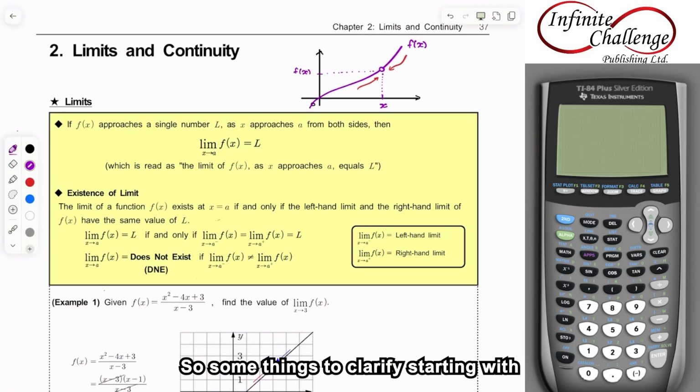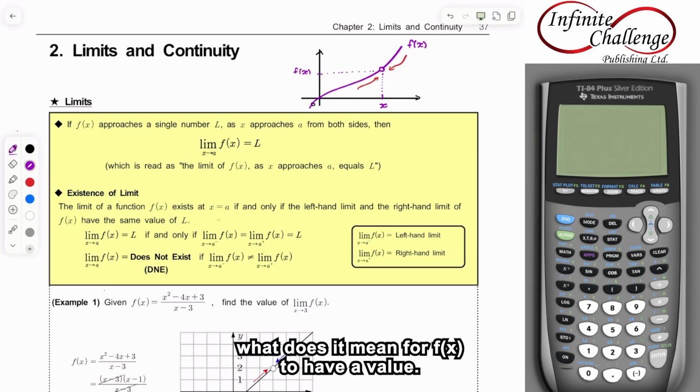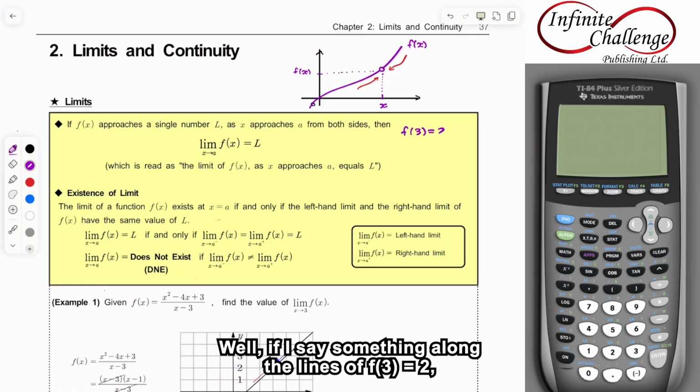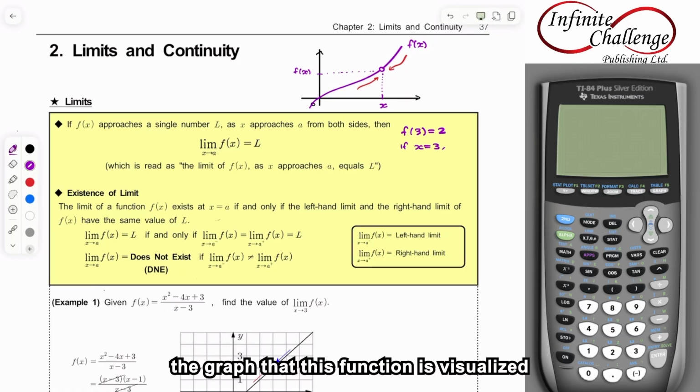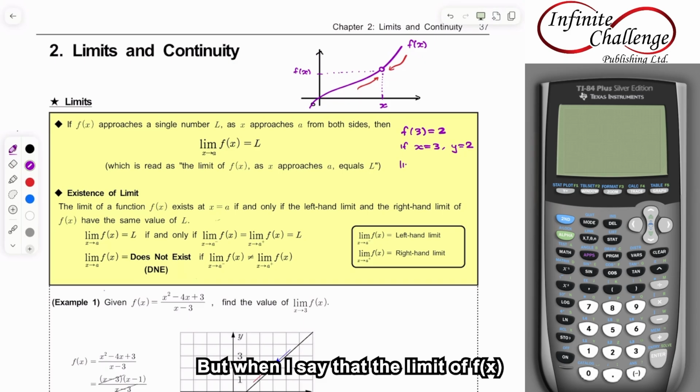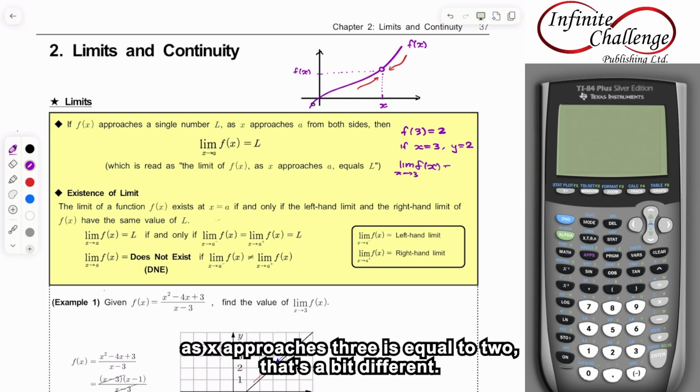So, some things to clarify, starting with what does it mean for f of x to have a value? Well, if I say something along the lines of f of 3 is equal to 2, then I am saying that if x is equal to 3, the graph that this function is visualized with will have a y value of 2. But when I say that the limit of f of x as x approaches 3 is equal to 2, that's a bit different.